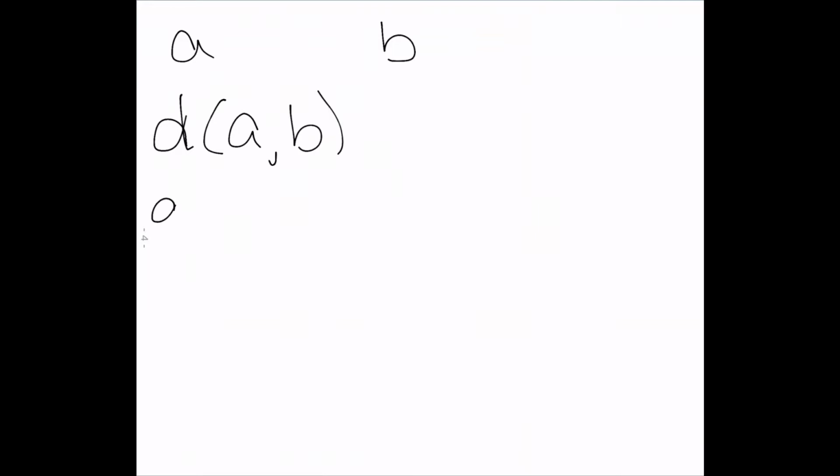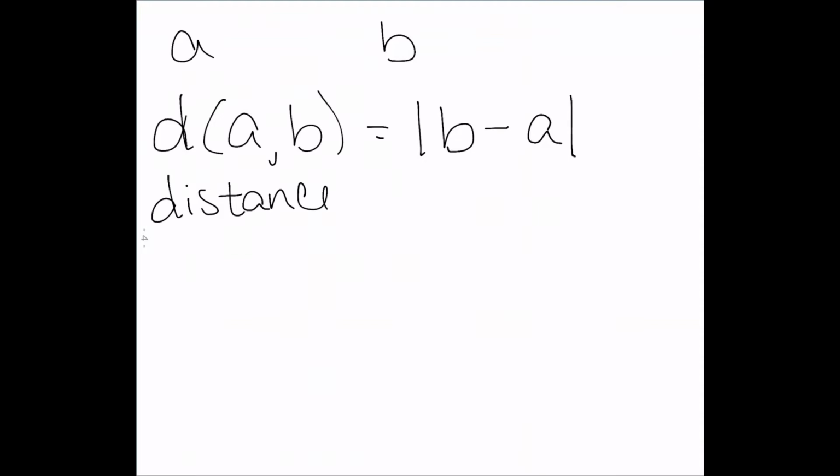Very much related to absolute values is the distance between two numbers. So if I have two numbers, a and b, and I want to find their distance, we denote it by this d of ab. So this is distance. It's given by the absolute value of b minus a. And because of our properties of absolute value, that's the same thing as the absolute value of a minus b. So it doesn't matter which one of these two you use.